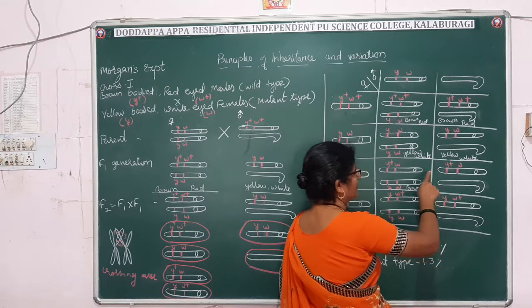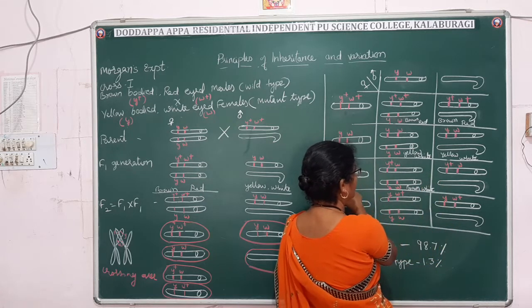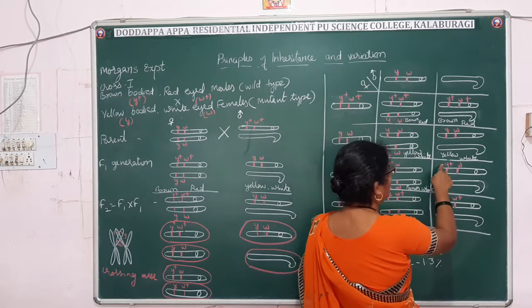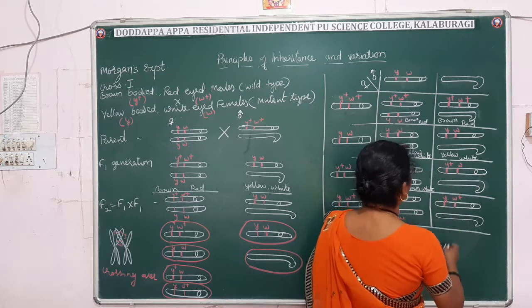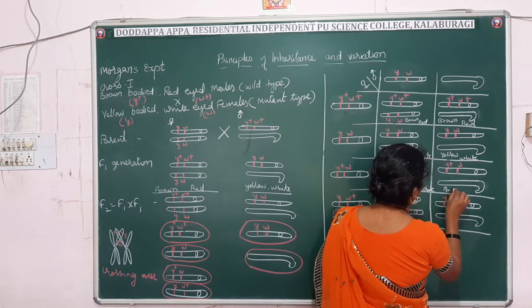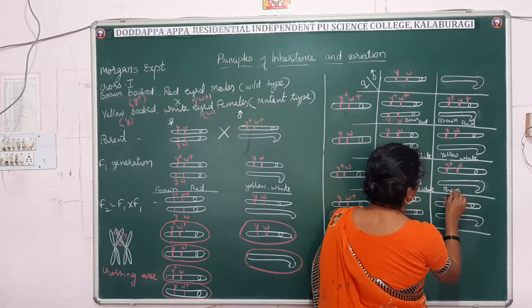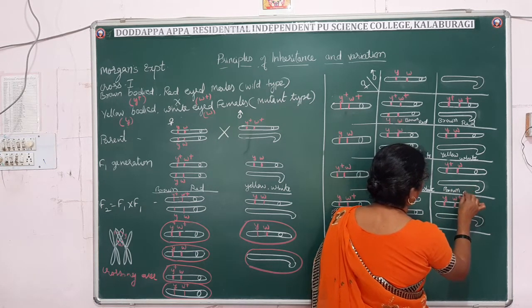Likewise the males, they receive X chromosome from the female. So here Y plus is wild and W is mutant. So what kind of character does it express? The body color will be brown as the wild gene is there, and eye color is white.